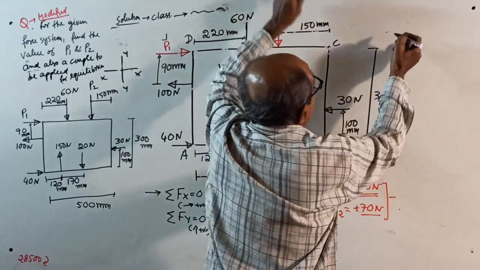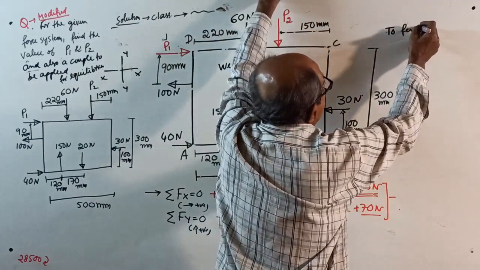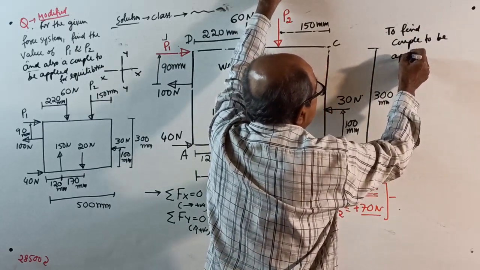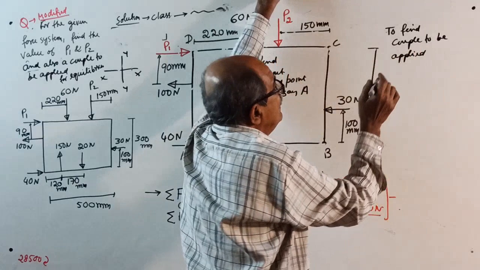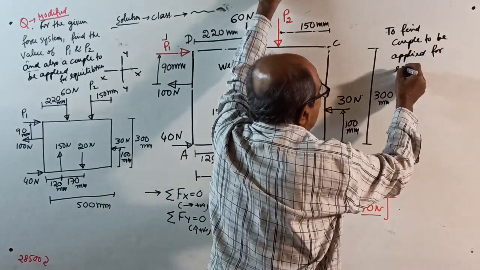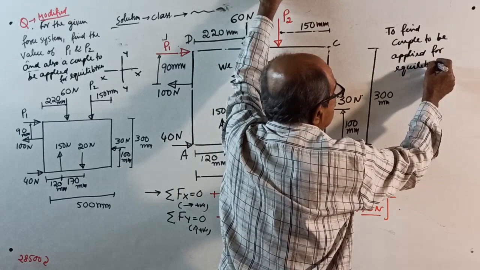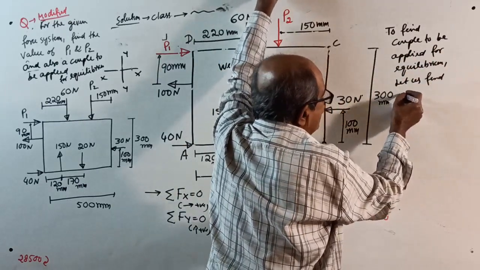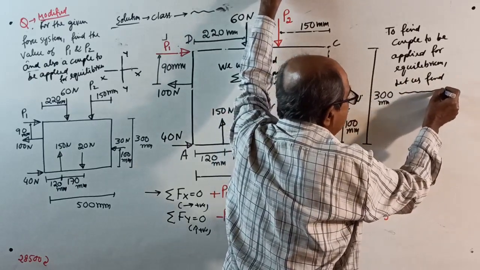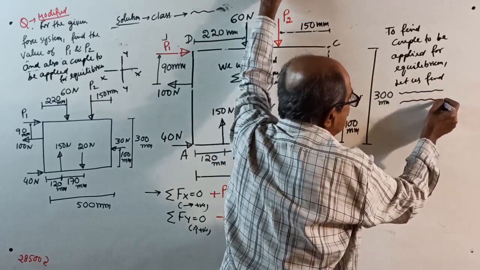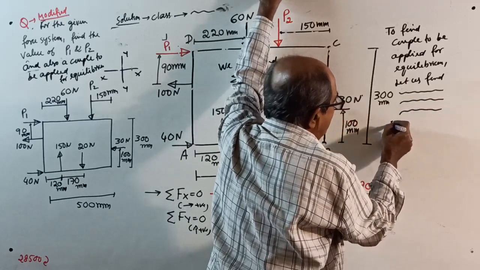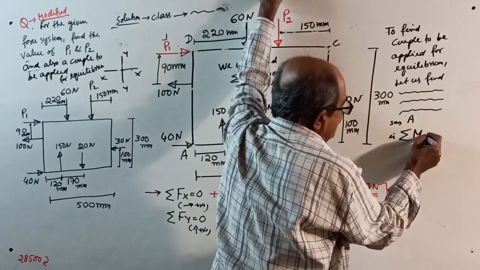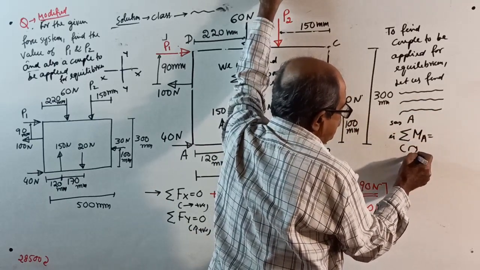Now, to find the couple to be applied anywhere, see, a couple you can apply anywhere in the plane, applied for equilibrium. Let us find, right here, the algebraic sum of moments of the entire force system about any point, say A, that is sigma M about A, equal to, taking clockwise positive.